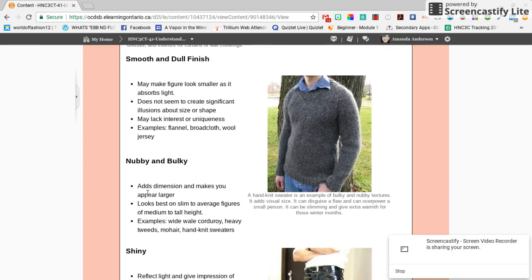Bulky sweaters make you seem larger, and it works best on slim to average figures, just because generally if you're above average size, you don't want to look bulkier. You potentially want to look slimmer if that's important to you. So hand knit sweaters, heavy tweed, mohair, anything that stands out from the fabric. You can see almost the little fibers coming off of the sweater, making it look even larger than it actually is, which may not be a good idea for you.